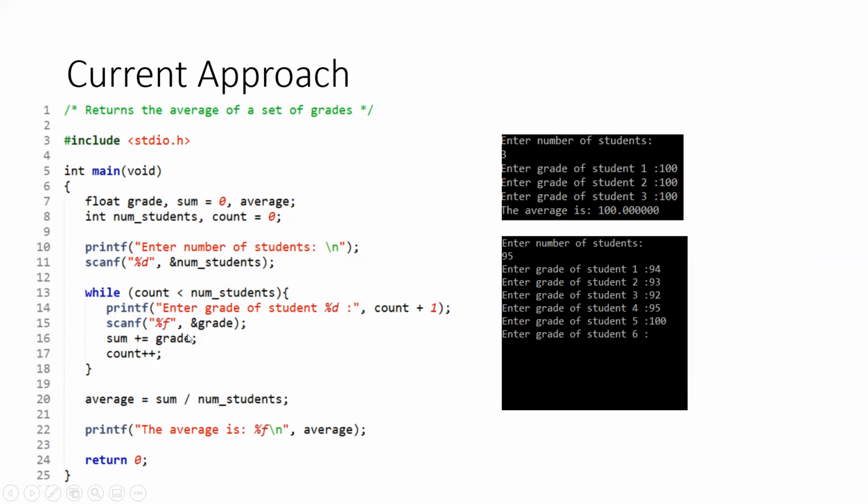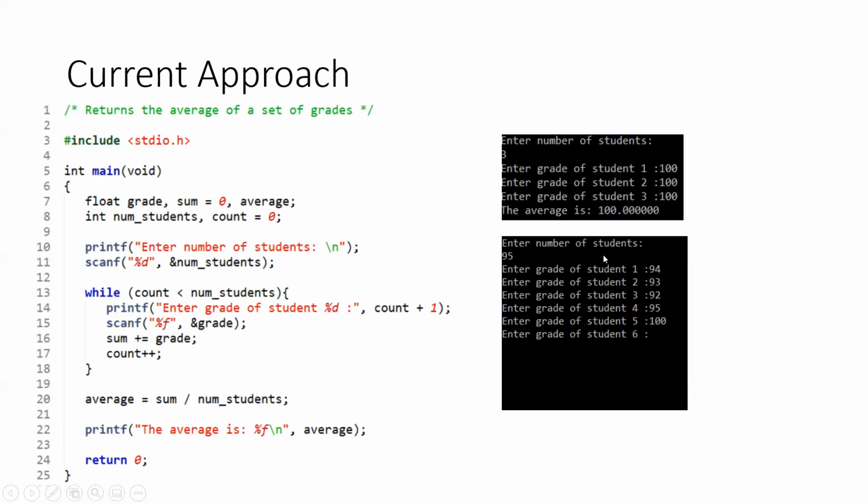So later on, after you have looped through all the student grades, the sum of all those grades will be divided by the number of students in order to find the average. And then you simply print the average.